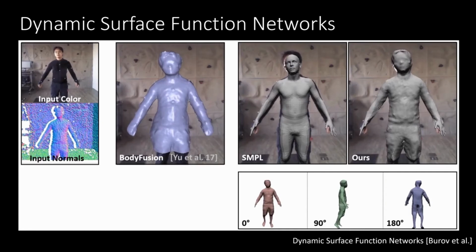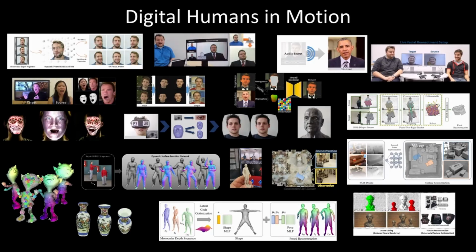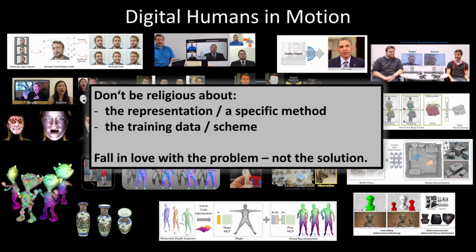And with that, I want to conclude this session about digital humans in motion. And I also want to leave some advice. Throughout all these projects that I did in this field, it's important that you are not religious about a specific representation and a specific method. It's also not about the training data that you have. You can use RGB, RGBD, whatever you want. In the end, it's about how we can actually solve a problem and how we can simplify problems to actually develop new methods such that we find a proper solution.